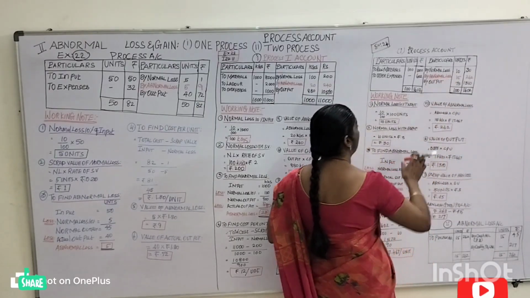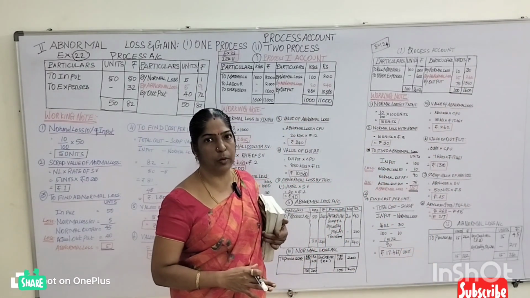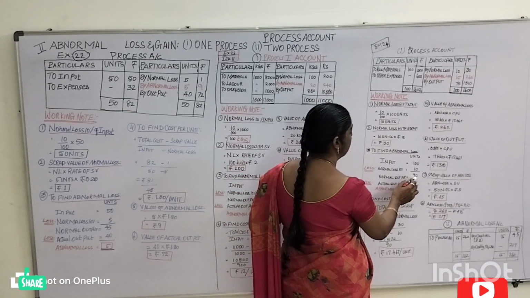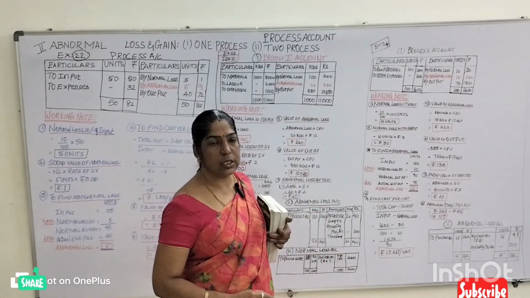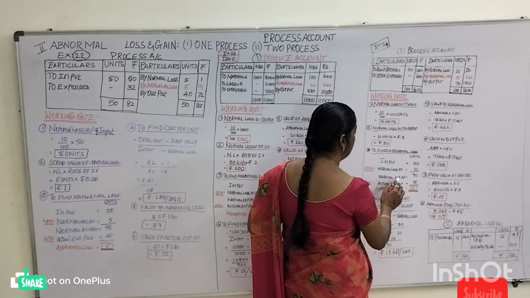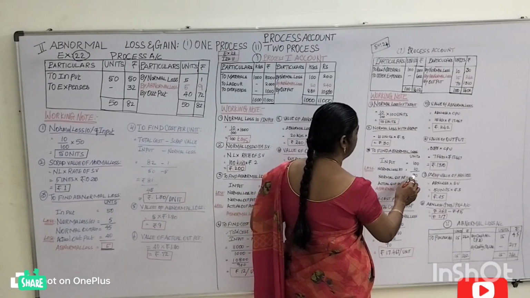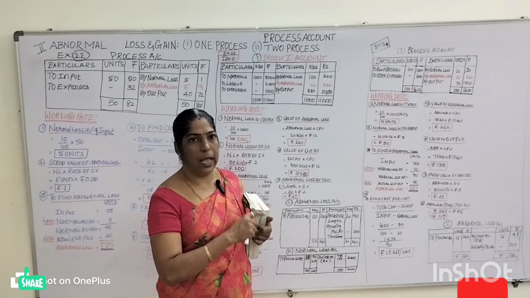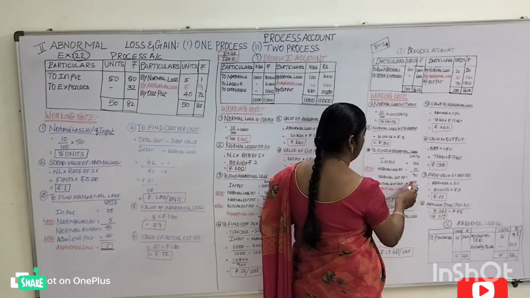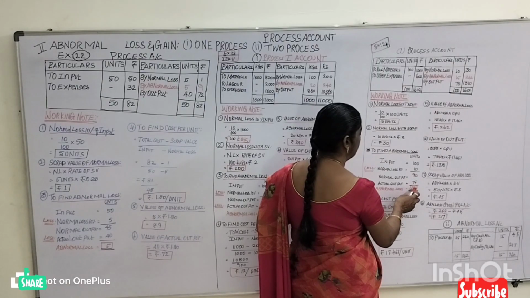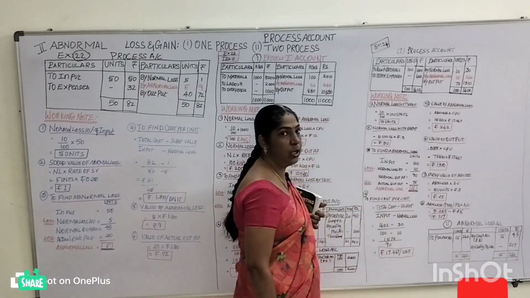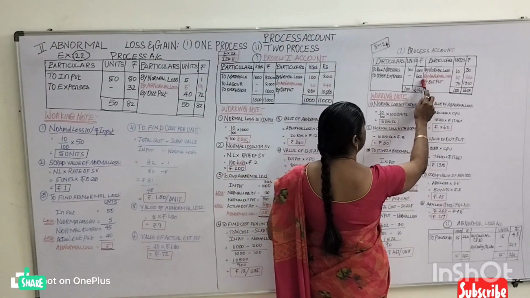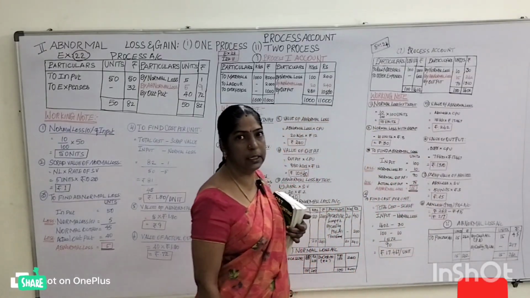Now we find the abnormal loss. We have a format for this: input 100 units minus normal loss 10 units, you get 90 units. That 90 units is called the normal output. From the normal output, you subtract the actual output of 75 units given in the question. 90 minus 75 gives 15 units. That 15 units is called the abnormal loss, so you enter by abnormal loss 15 units.